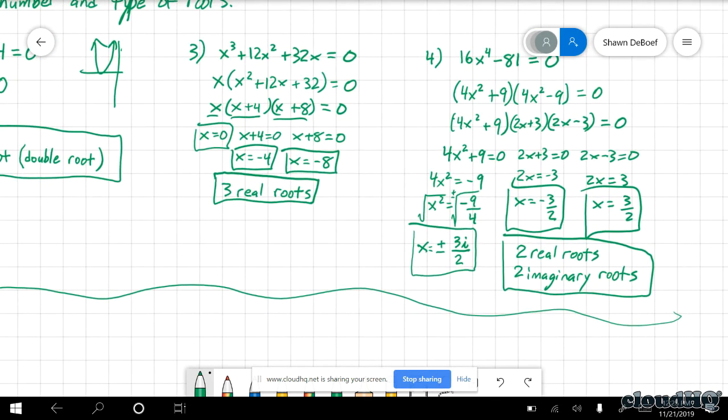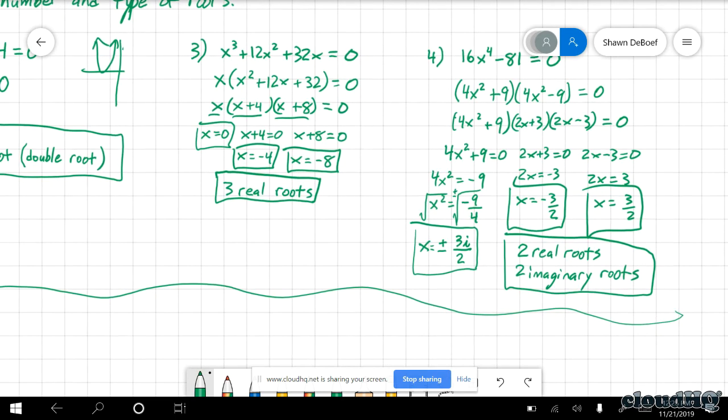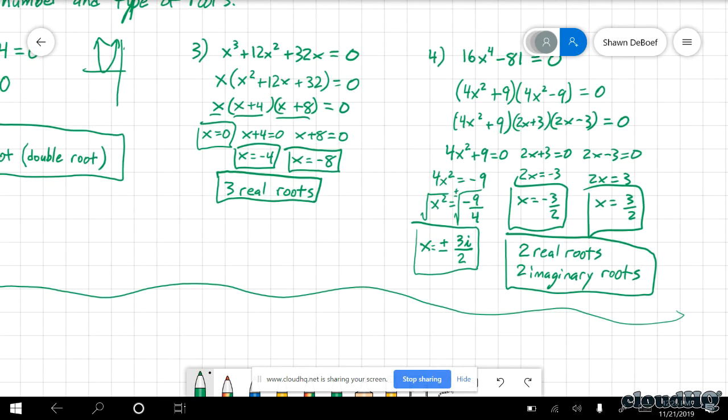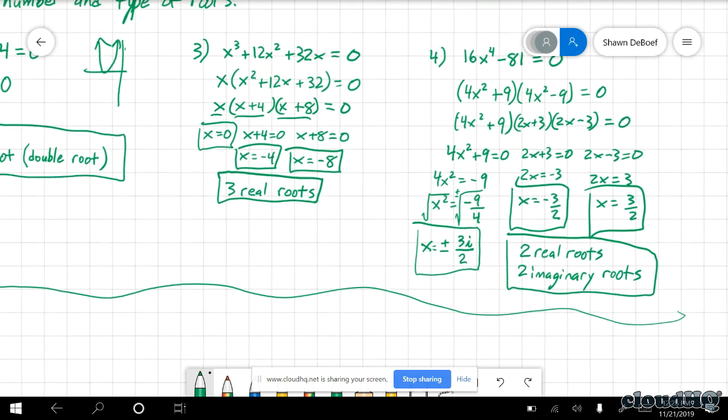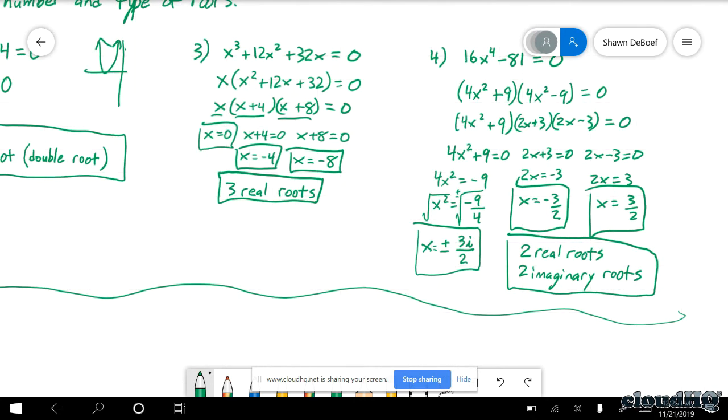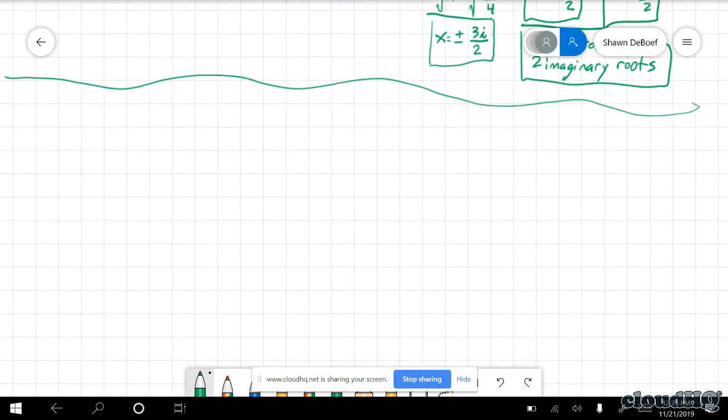It would only have 2 zeros. Why are there only 2 zeros? Do the imaginary roots show up on your graph? No, as x-intercepts? No, only the real ones show up as zeros. So sometimes there's a little disconnect between roots and zeros. Just want to make sure you understand that.